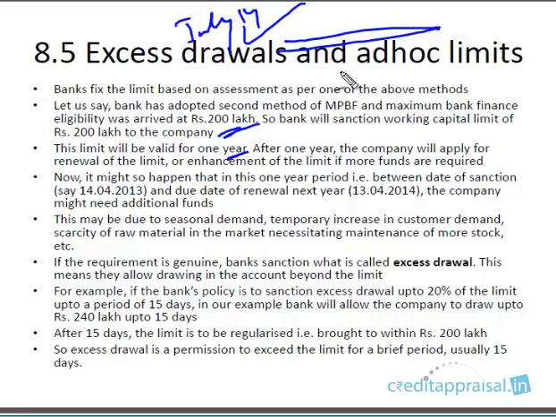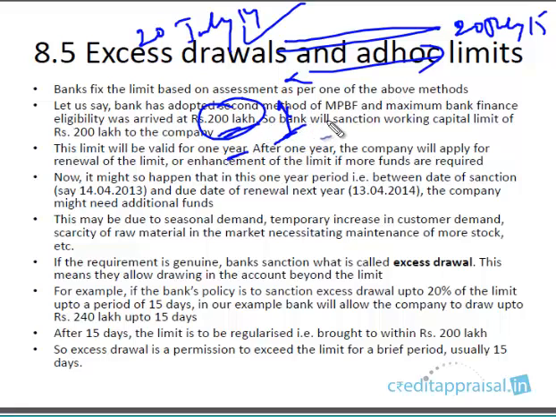So it has sanctioned 200 lakhs. Till, say, 20th July 2015, the company has to manage with this limit of 200 lakhs. This is the assessment. The requirement of the company might exceed 200 lakhs due to various reasons. It is perfectly possible. Say, for example, during this period the company might require an amount more than 200 lakhs. There might be very many reasons for this.